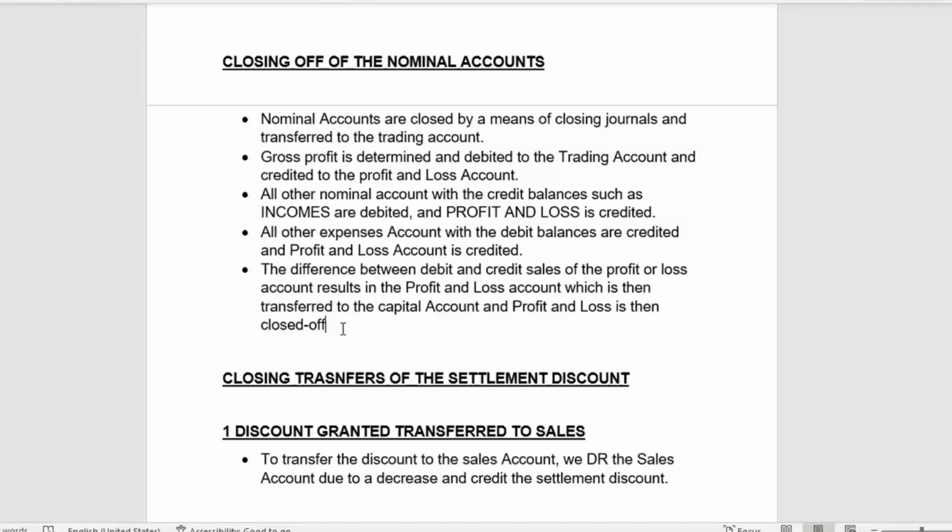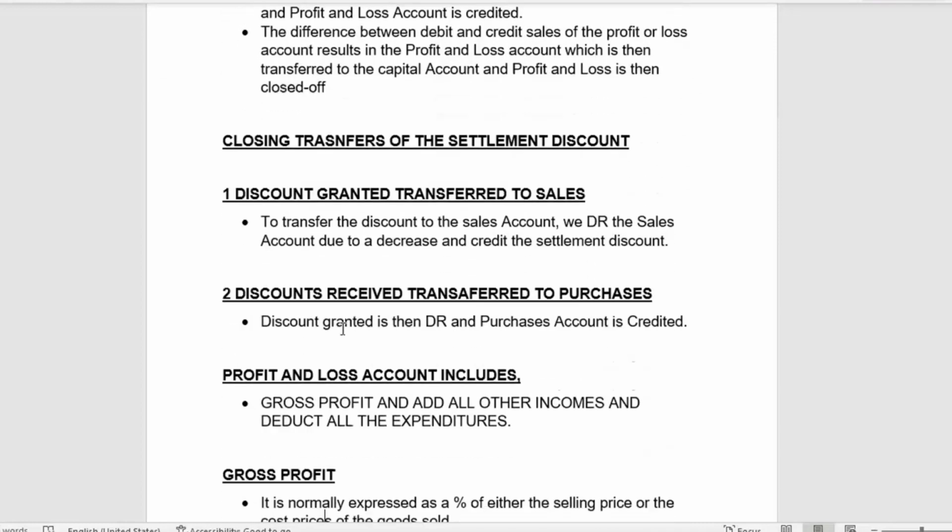Bulletin number 4 is giving you the reverse of bulletin number 3, which says that all other expenses with a debit balance are credited and the profit and loss account is debited. That's supposed to be an income. Okay. Did you all get that part? So you need to be careful.